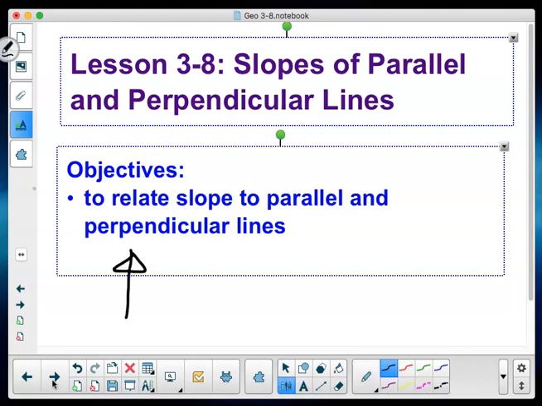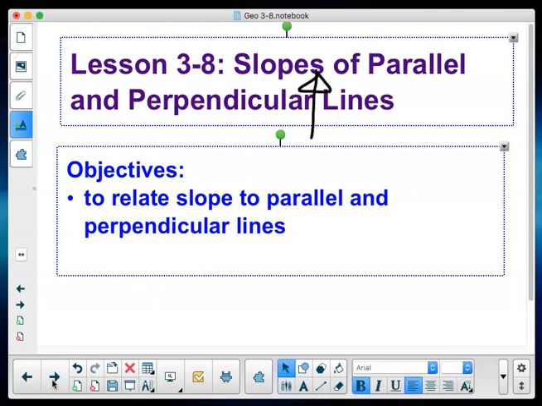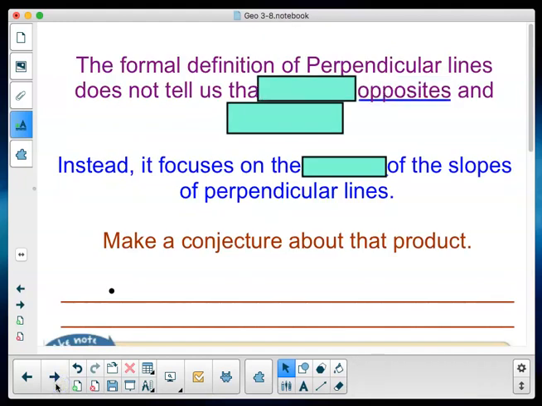Let's get something to talk about this with. This is lesson 3.8, slopes of parallel and perpendicular lines, and this is the perpendicular line segment. Objectives: to relate slope to parallel and perpendicular lines. You've already written down the objective from the previous lesson, so let's get on with the show.